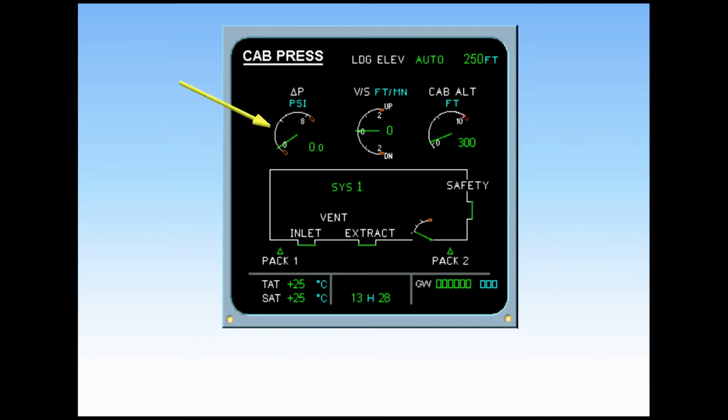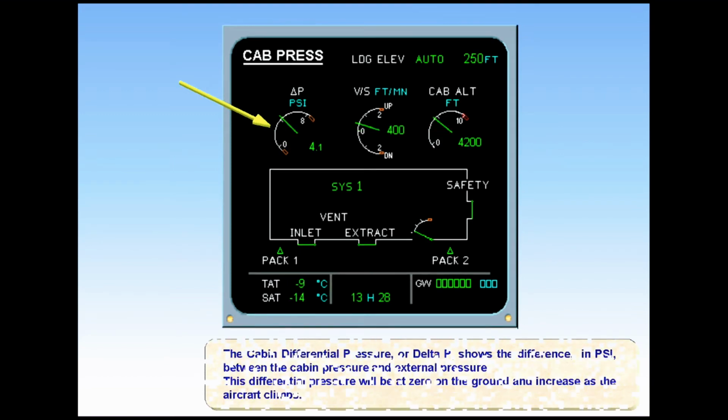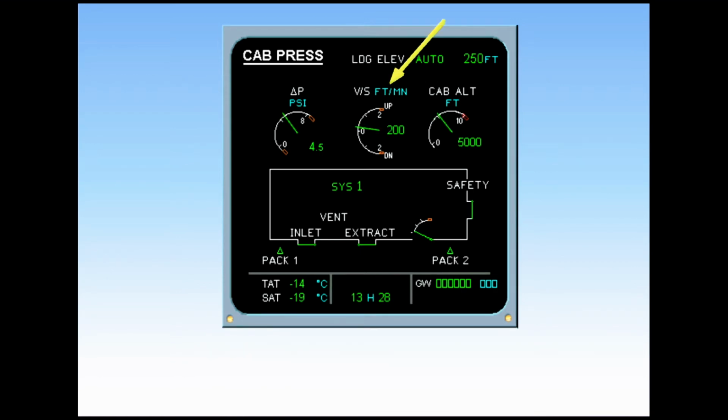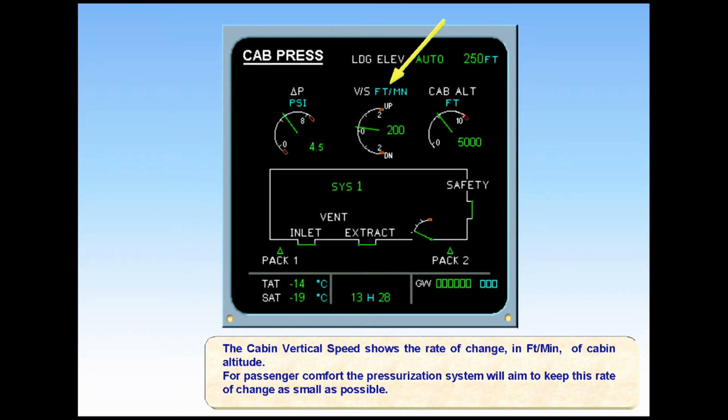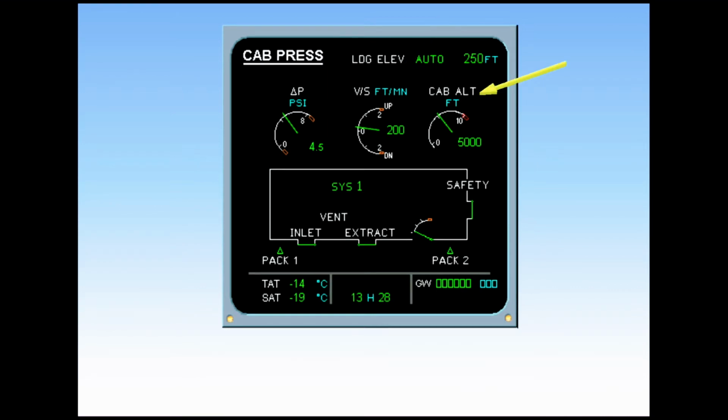The cabin differential pressure, or delta P, shows the difference in PSI between the cabin pressure and external pressure. This differential pressure will be at 0 on the ground and increase as the aircraft climbs. The cabin vertical speed shows the rate of change in feet per minute of cabin altitude. For passenger comfort, the pressurization system will aim to keep this rate of change as small as possible. The cabin altitude is also shown.